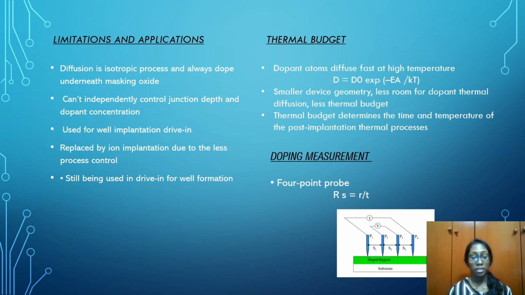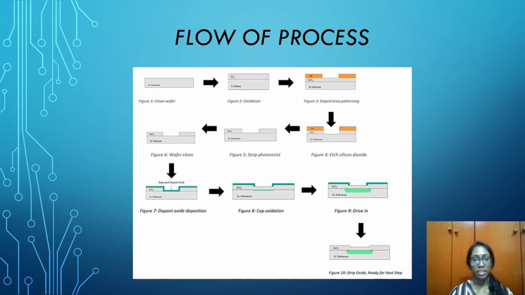Moving on, dopant measurement. This can be done using the 4-point probe, which I have inserted in a diagram there to show you. The blue colored highlighted sticks there are the 4-point probe, which is used for the doping measurement. What you see in front here is the flow of processes where we prepare our wafer.